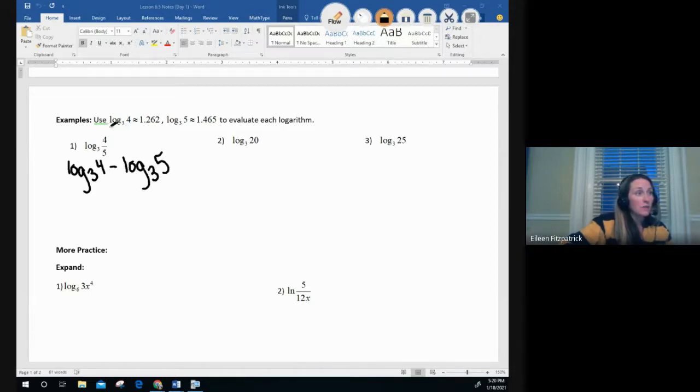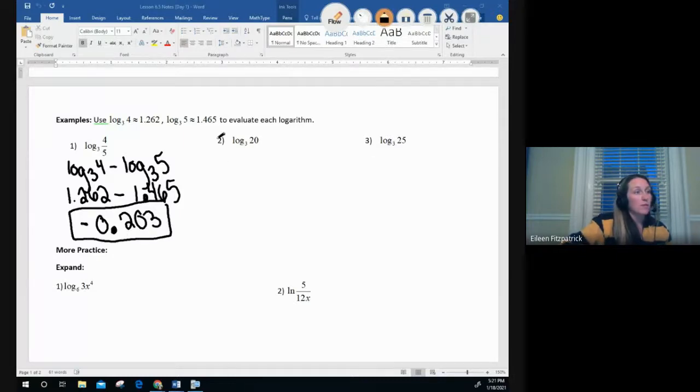And now since I know log base 3 of 4 is approximately 1.262, and since I was told that log base 3 of 5 is approximately 1.465, I can substitute those in, subtract, and when I subtract, I get that the evaluation is negative 0.203. Okay, so you're trying to rewrite all these problems in terms of log base 3 of 4 or log base 3 of 5. So log base 3 of 20.